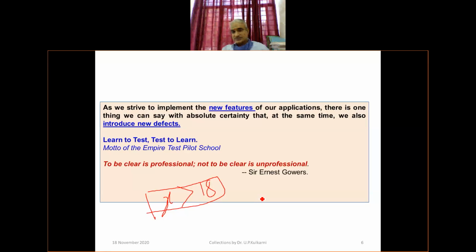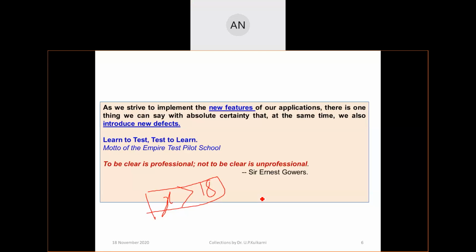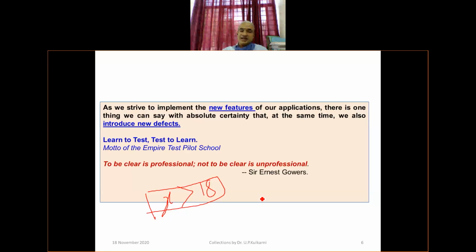Is the screen visible to you, whatever I'm writing? Ashish, Arpita? Yes. Right, now look at that. If x greater than 18, issue the insurance, otherwise don't issue. Now what all the possible inputs do I have to give for this? I'll change the color of the pen.